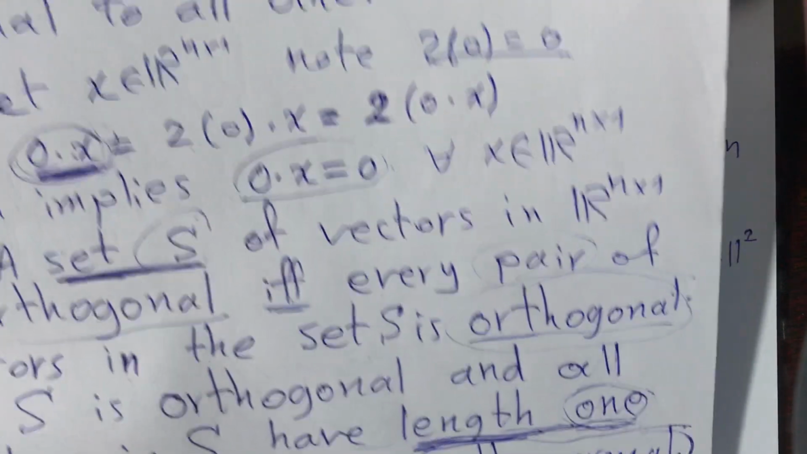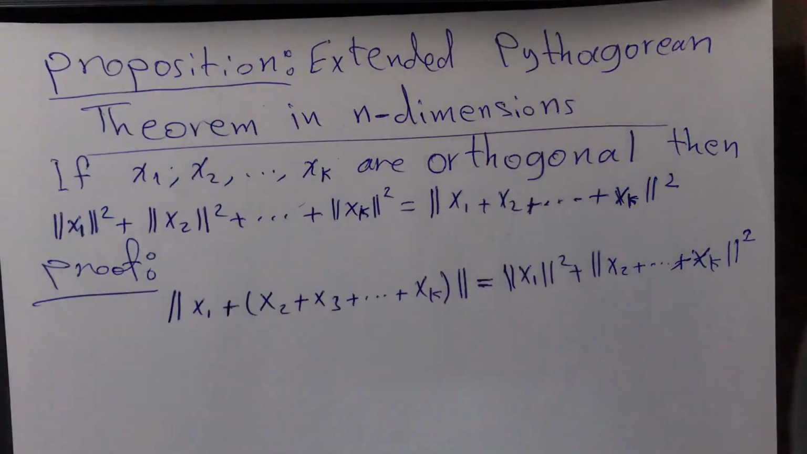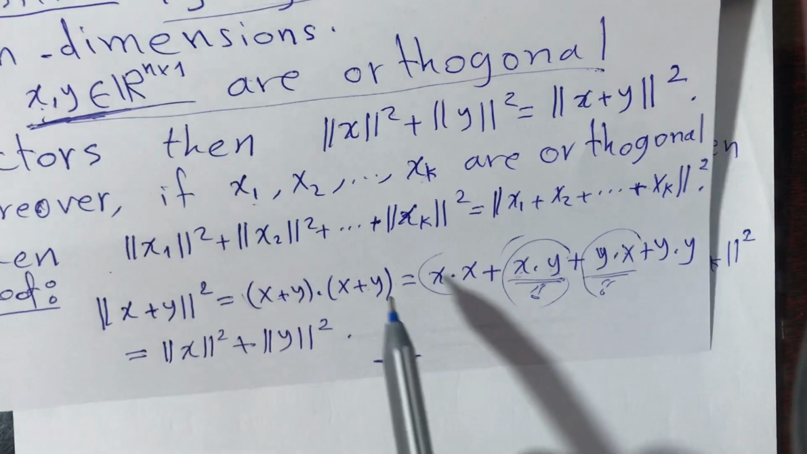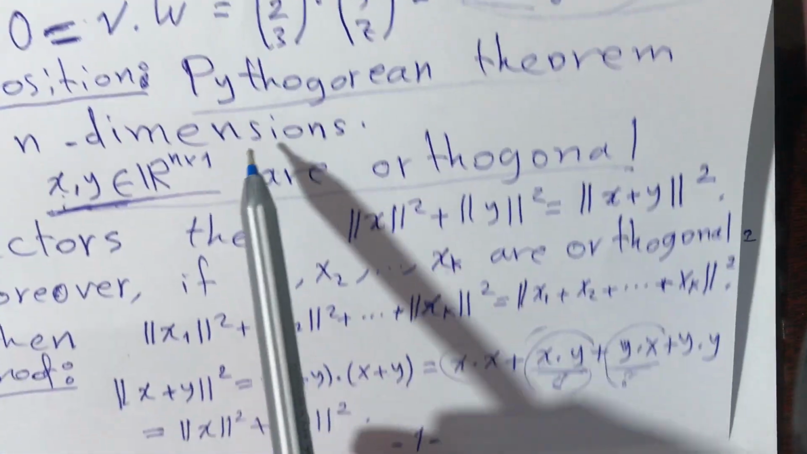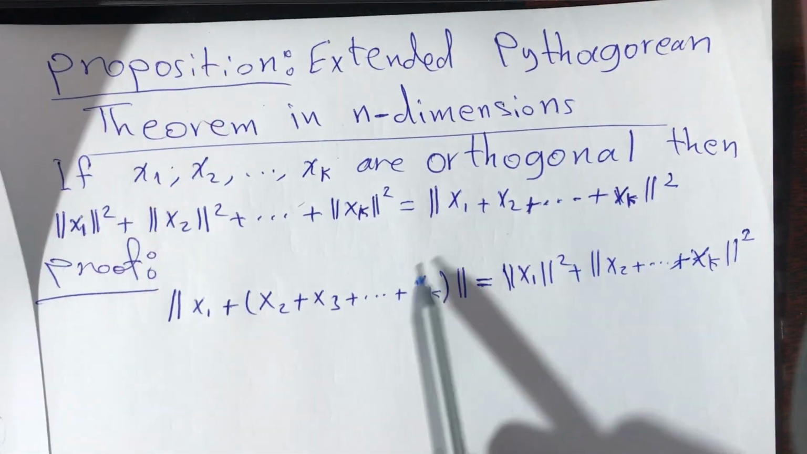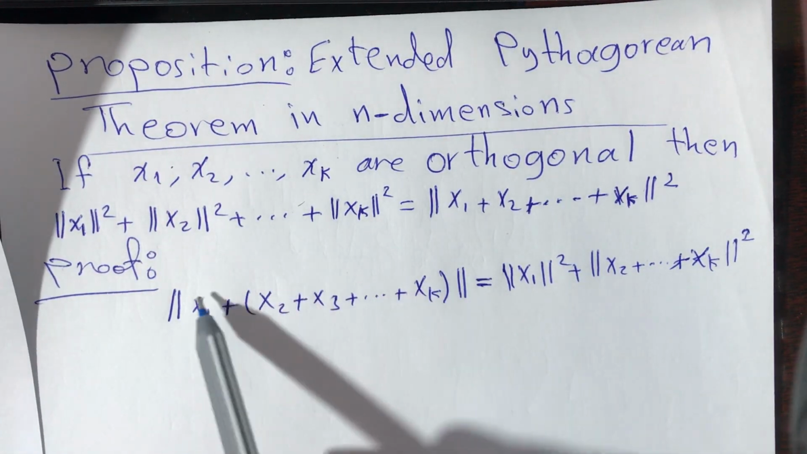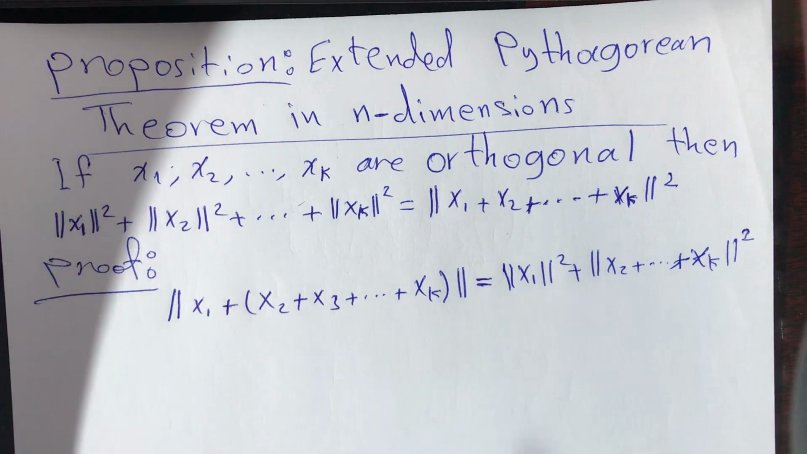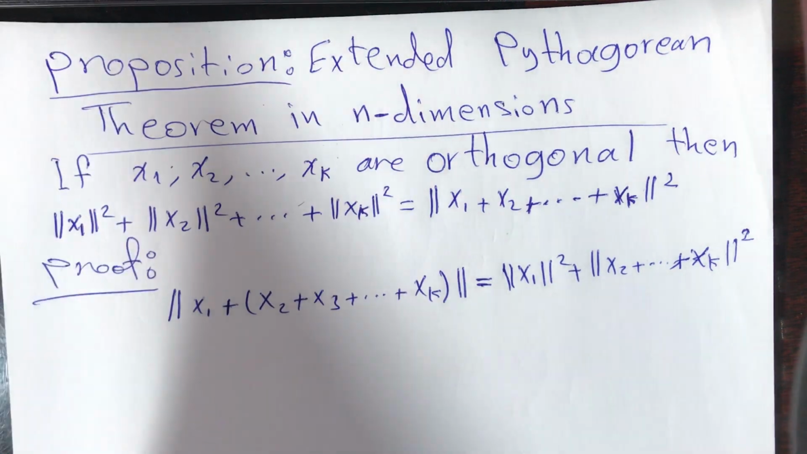This is the proposition. We use this proposition now, and make this just one vector and this one vector, so this will be satisfied.